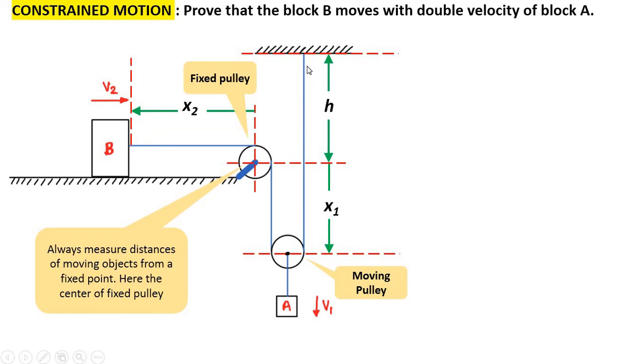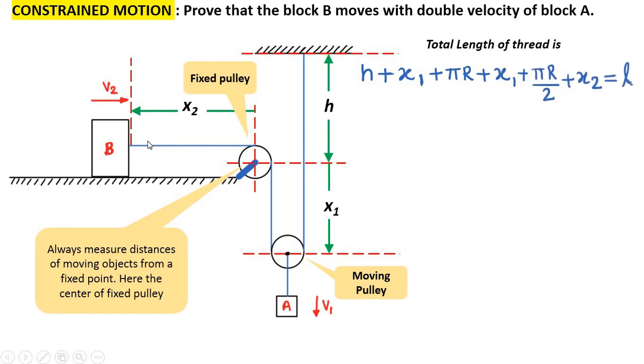See, from the ceiling up to the center of the fixed pulley is height h, and then the next remaining height is x1. Then after that there is a semicircular part of the pulley. Then once again this much length is x1, and then there is a quarter part of this pulley and then distance x2. So therefore we can write down the total length of thread as h plus x1 plus pi r plus x1 plus pi r by 2 plus x2 is equal to L.